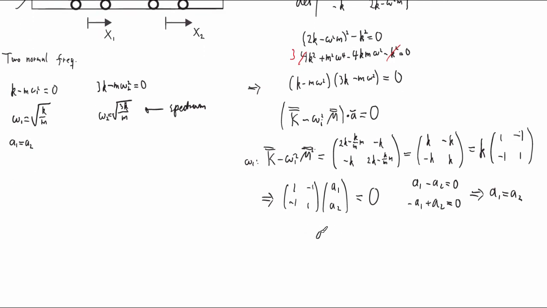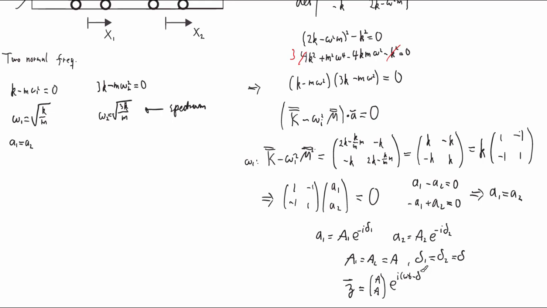Now, A1, of course, is the amplitude times e to the minus i delta 1, and A2 is A2 times e to the minus i delta 2. What we're saying here is that both the amplitudes and the phases are the same. They're moving in the same direction. So A1 equals A2 equals A, and delta 1 equals delta 2 equals delta. This then means that z is equal to, both amplitudes of z are A, and e to the i omega t minus delta, and from there we can calculate x, the actual position.